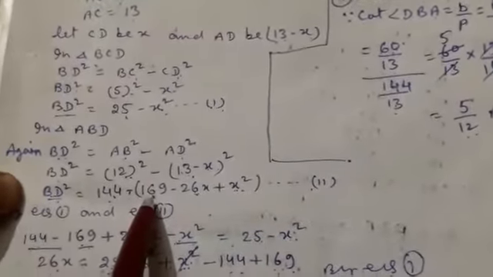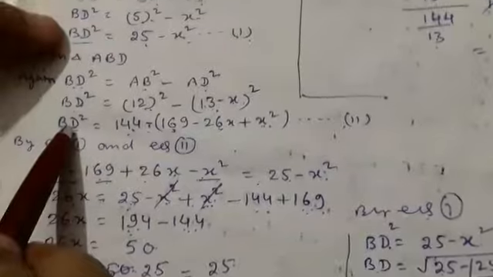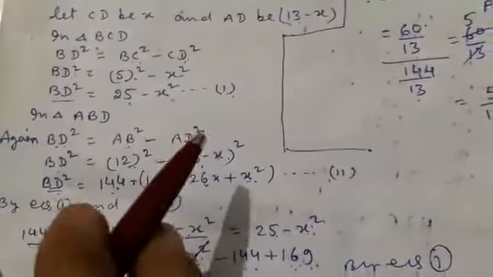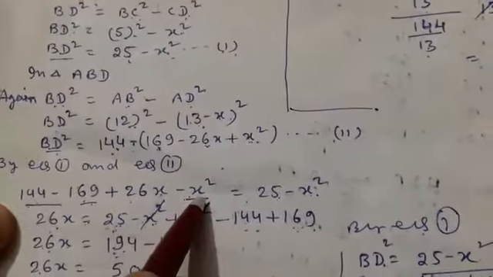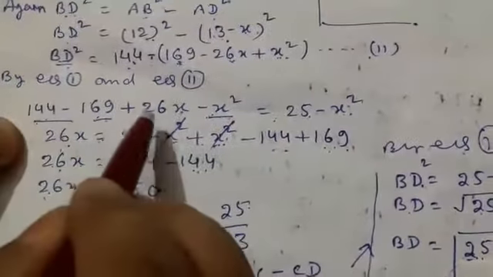Therefore 169 minus 26x plus x square. This is our second equation. You will notice that BD square in both the equations is the same, so this will also be the same. So we can write down like this: 144 minus 169 plus 26x minus x square equals 25 minus x square.